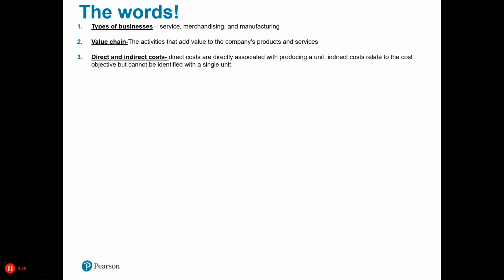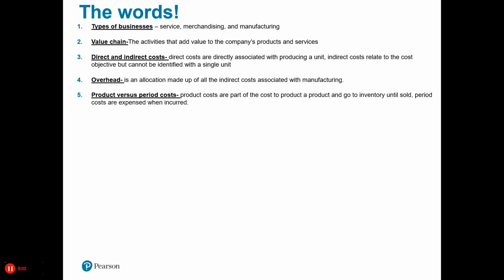Direct and indirect. Direct costs are tied to the product; you trace them directly to the unit. Indirect costs have to do with making the product, but you can't identify them to a single unit. Overhead is an allocation made up of all indirect costs associated with manufacturing. Product versus period costs. Product costs are always treated as inventory, or an asset, until they're sold. Period costs are expensed when they are incurred.